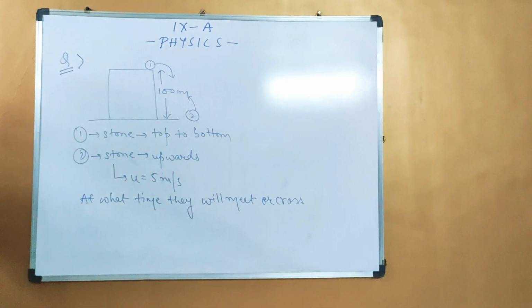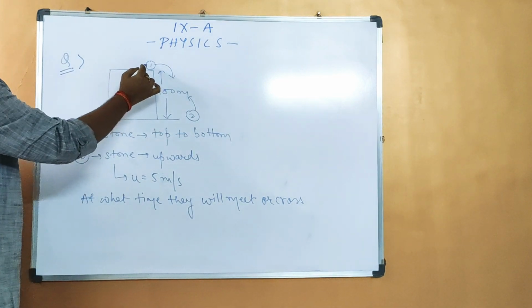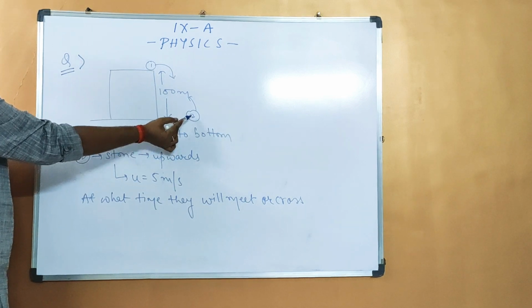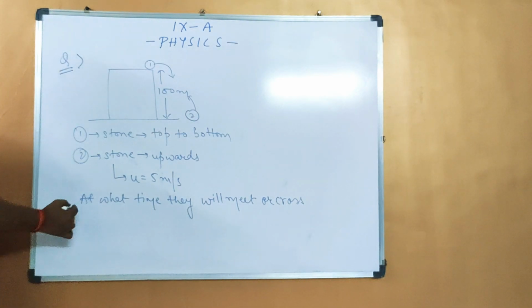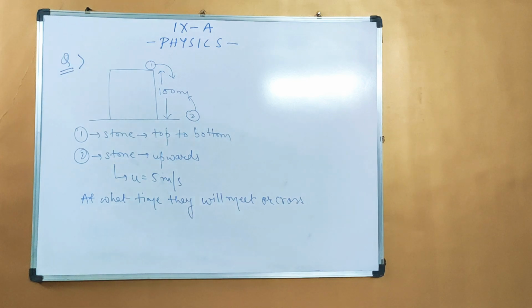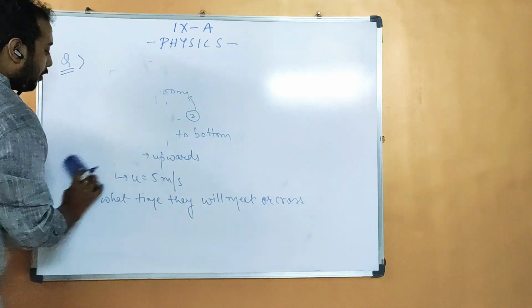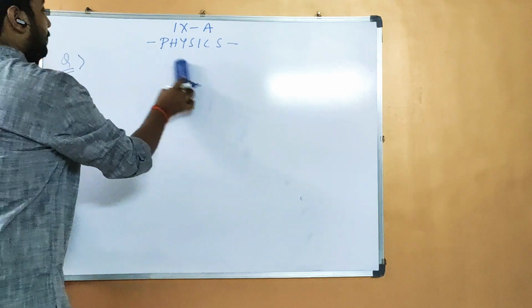Again I am repeating the question. There is a building of height 100 meter. A stone is dropped from the top of the building. At the same time, the second stone is thrown upwards with an initial velocity of 5 meter per second. At what time will they meet or cross each other? Now we are going to solve it. Just have a look at how we will solve that question.